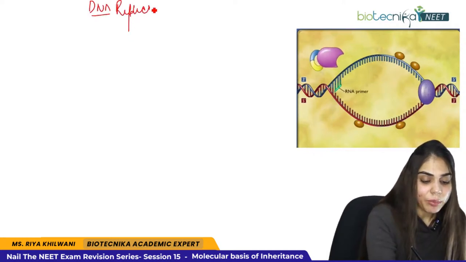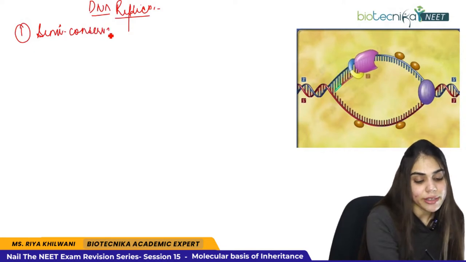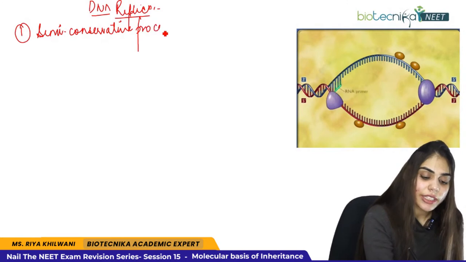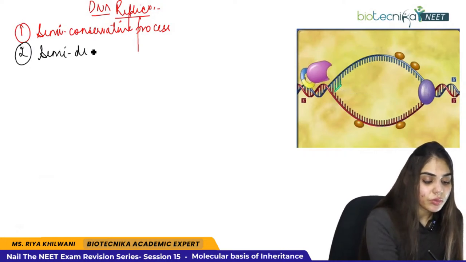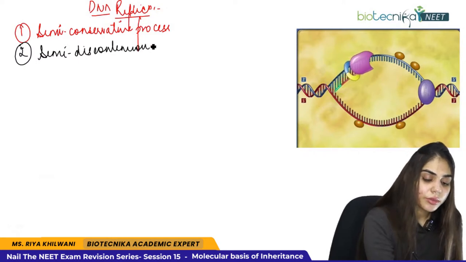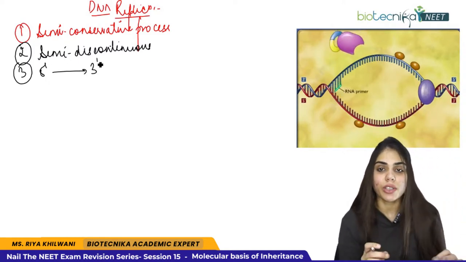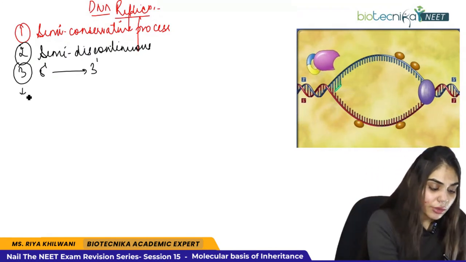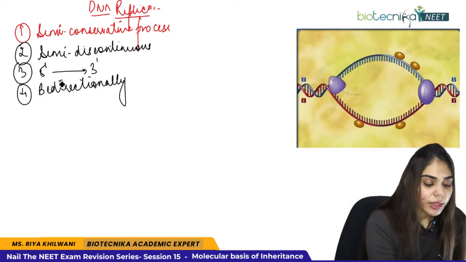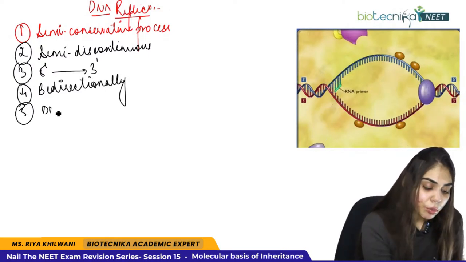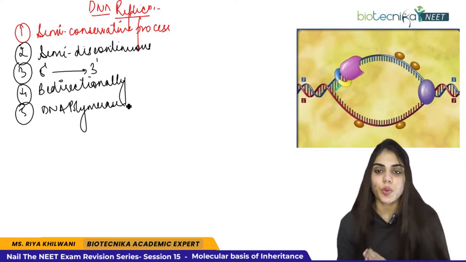So if I write about DNA replication, it is a semi-conservative process. We have already studied how it is semi-conservative, because half of the DNA of the parents is conserved here. The next point is it is semi-discontinuous. And the third, it proceeds in the 5' to 3' direction. I'll explain how. I'm just writing the points, I'll explain them one by one. And the fourth, it proceeds bidirectionally. And fifth, it needs an enzyme called DNA polymerase, which is the most important enzyme required for DNA replication. So let's see how this process takes place.